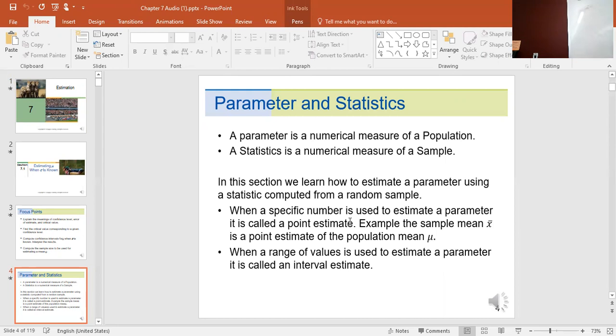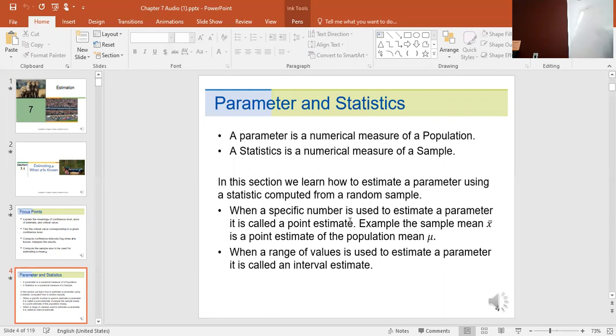For example, for the average, we can use the sample mean. It's a specific number from our sample that we are using. The sample mean is an estimate of the population mean. We could want to use the mode, the median. In a normal distribution, mode, median, and mean are the same.